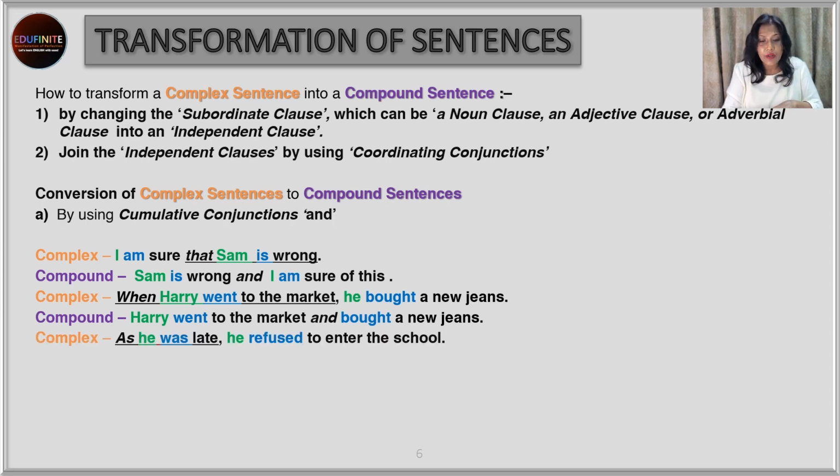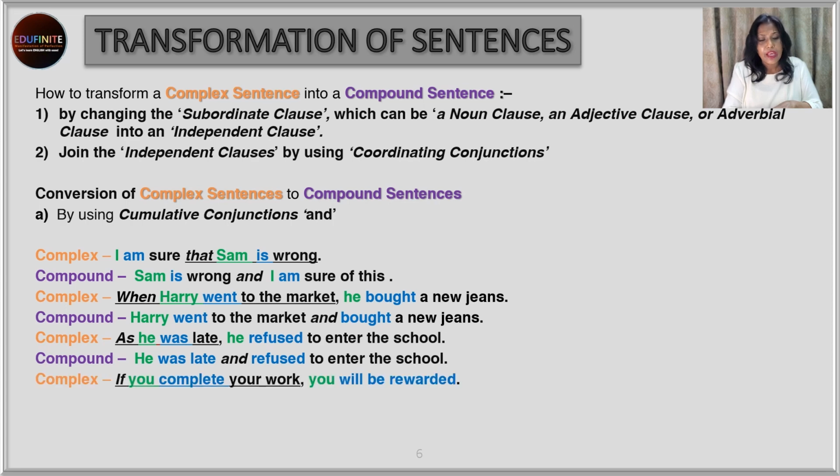Next, as he was late, he refused to enter the school. So as he was late is a subordinate clause and he refused to enter the school is an independent clause. Now we have to have two independent clauses to turn it into a compound sentence. So what do we do? We remove the subordinate conjunction as. So we just write he was late and include the cumulative conjunction and. Then we also remove the subject he because it's not necessary over here. It's understood. Rather the subject is hidden. So we write it as he was late and refused to enter the school.